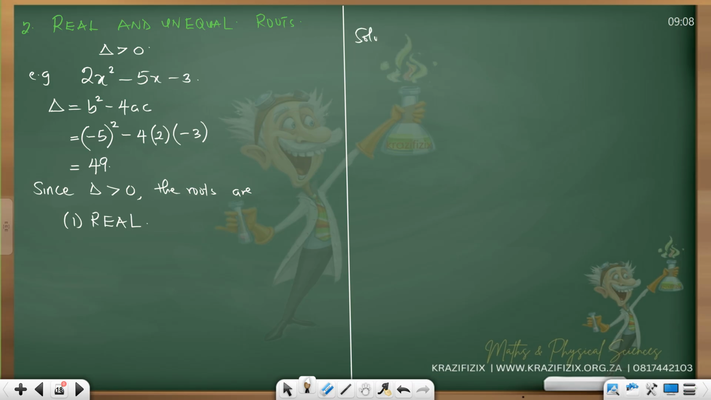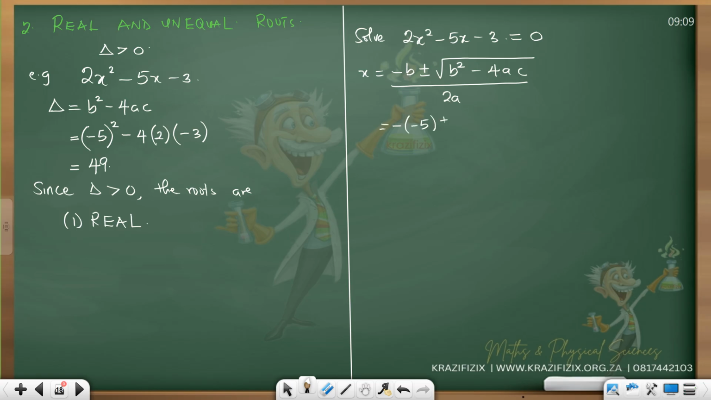Let's solve 2x squared minus 5x minus 3. Remember, I cannot solve if it's not equal to 0. x would be minus b plus or minus. Don't be tired of writing this, especially grade 11s. We won't be tired until we know this. Minus 5.